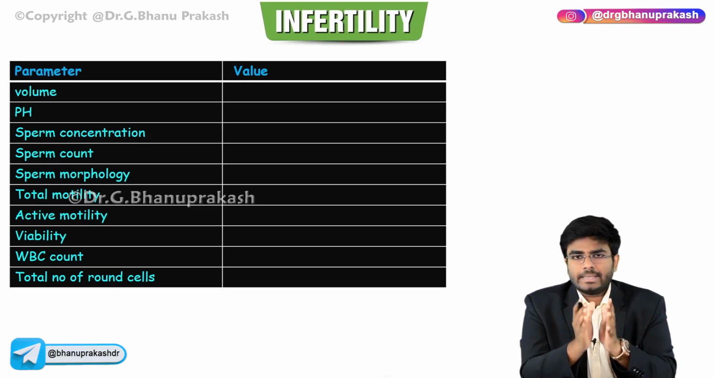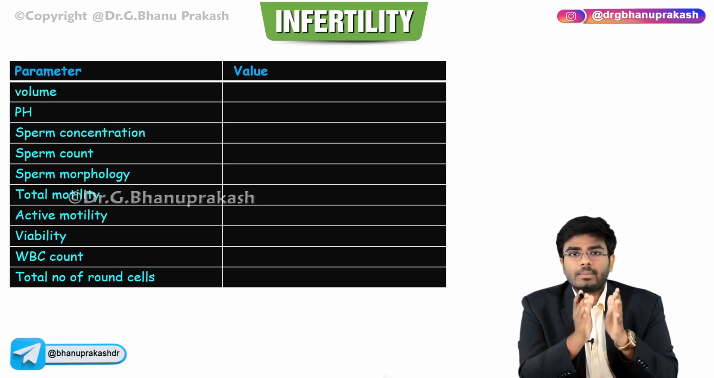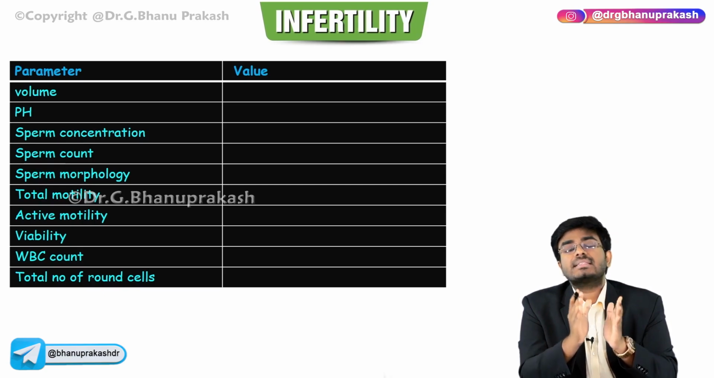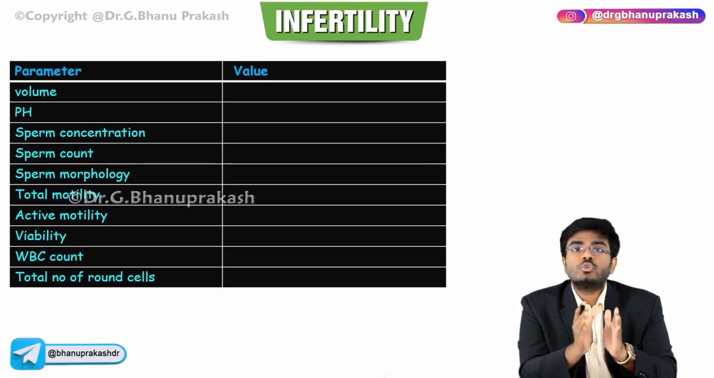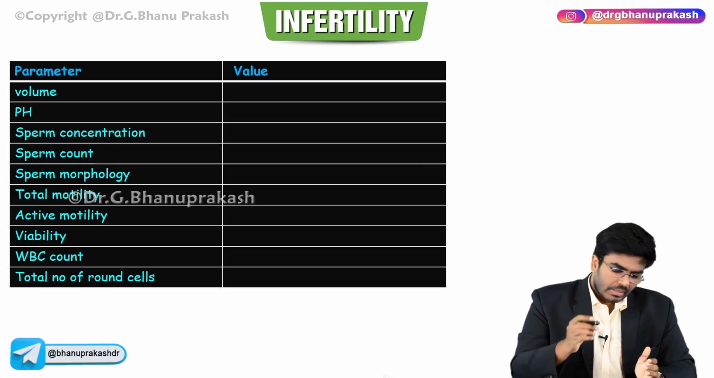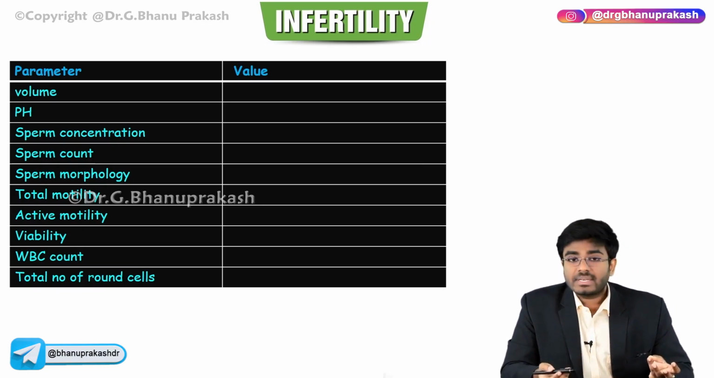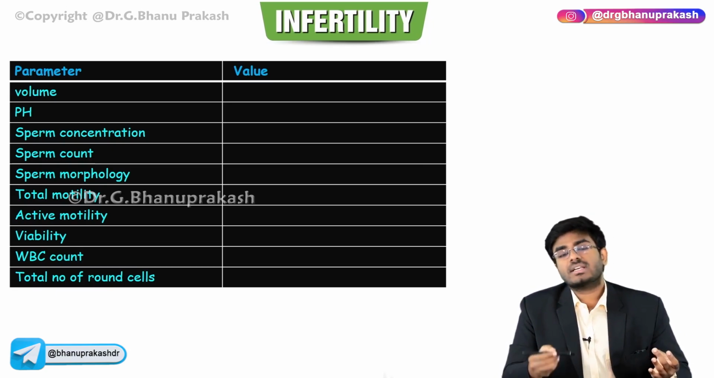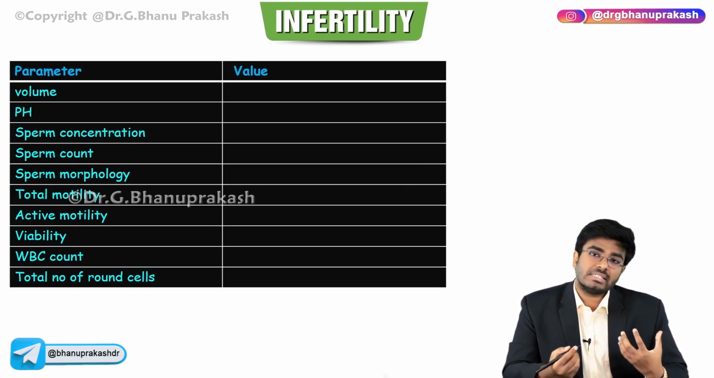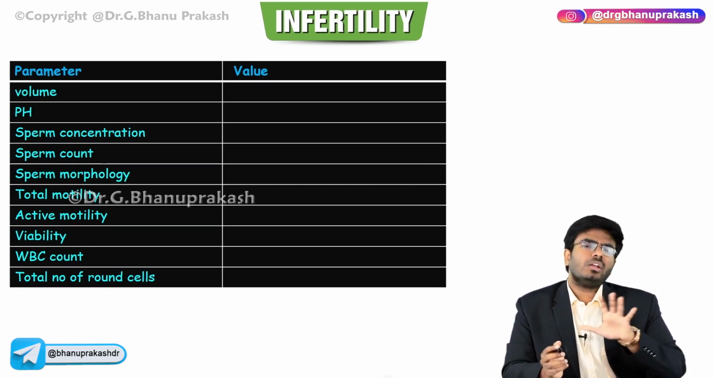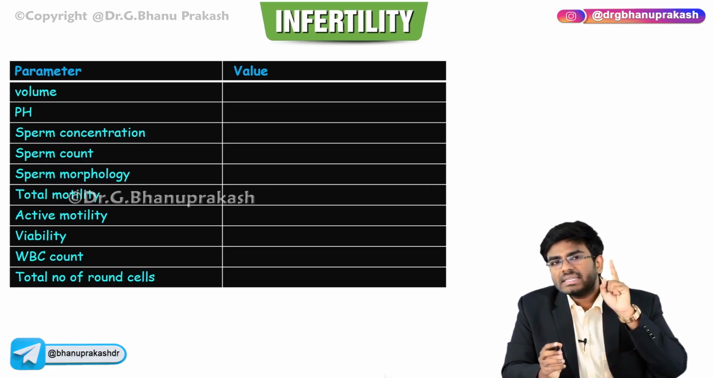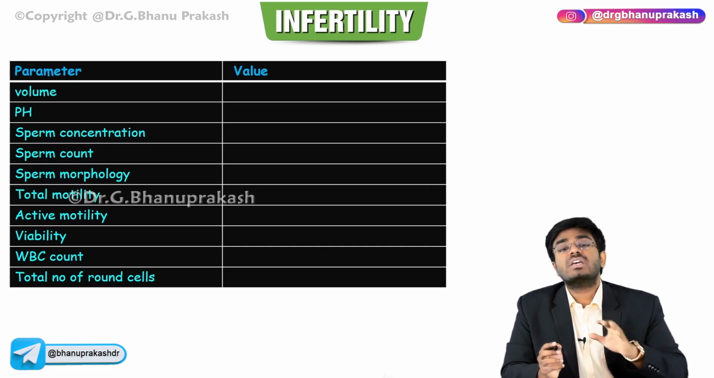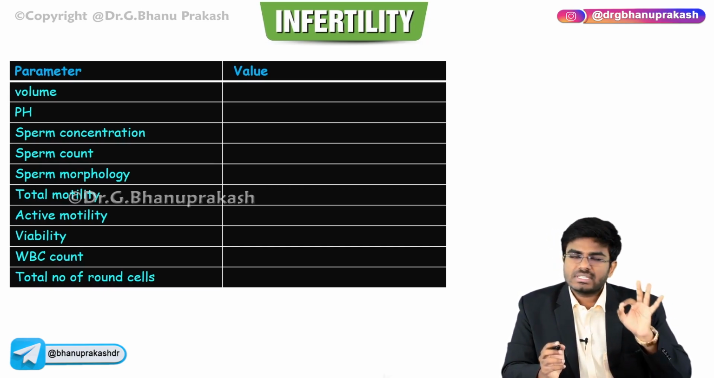WHO 2010 gave certain parameters for how exactly the semen should be. What are the normal minimal values a semen should have? Now see, the volume of semen is important, pH is important, sperm concentration, sperm count, sperm morphology, sperm movement, a lot of things are important. But out of all the parameters, what is that one parameter which is of utmost importance? So this is a very important MCQ.